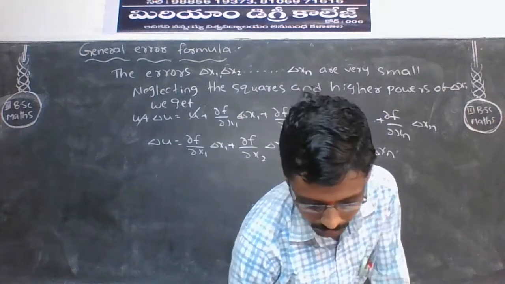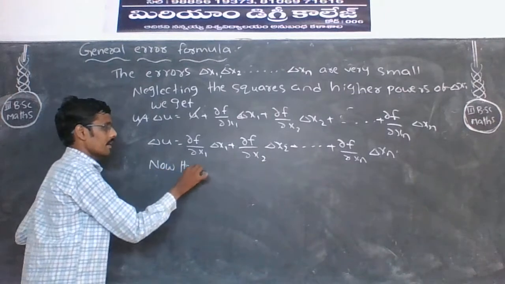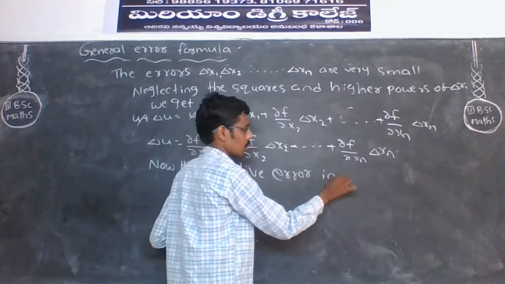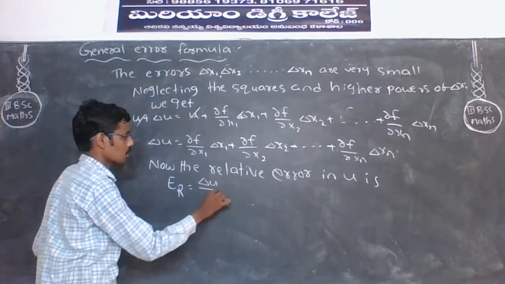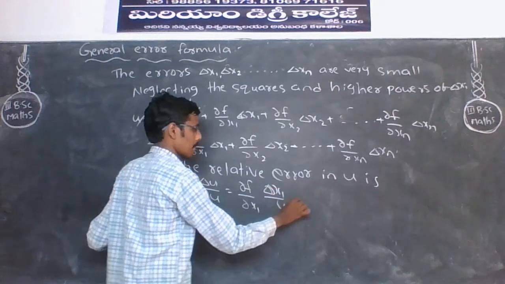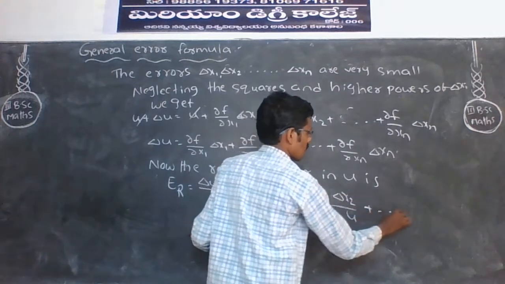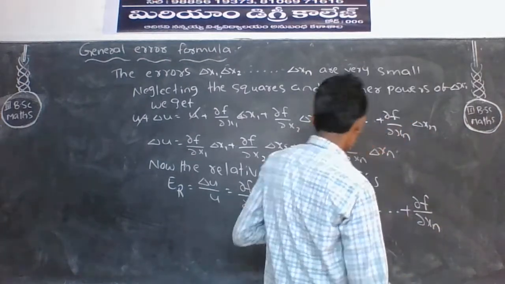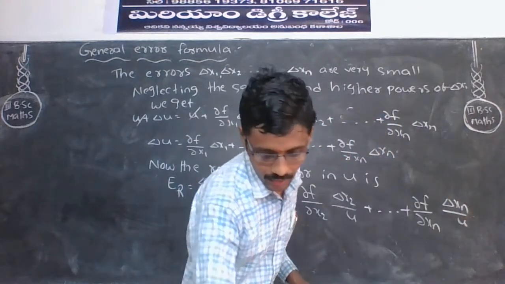Now the relative error in u is Er is equal to delta u by u is equal to dou f by dou x1 delta x1 by u plus dou f by dou x2 delta x2 by u plus and so on, dou f by dou xn delta xn by u. This is the relative error.